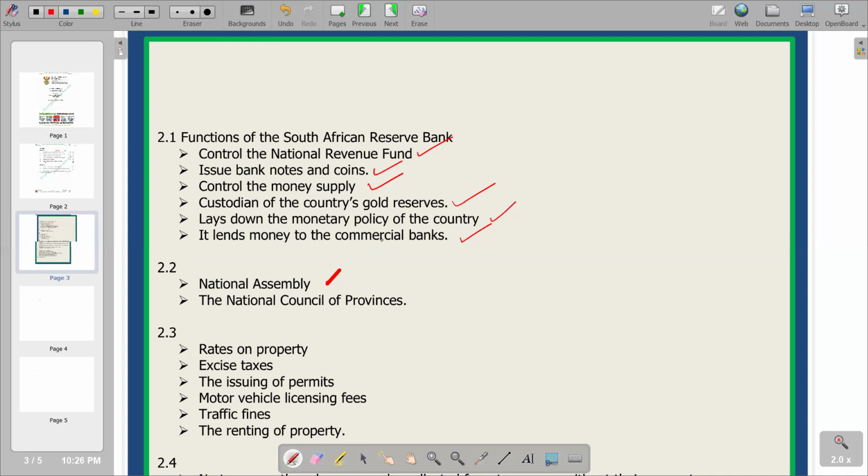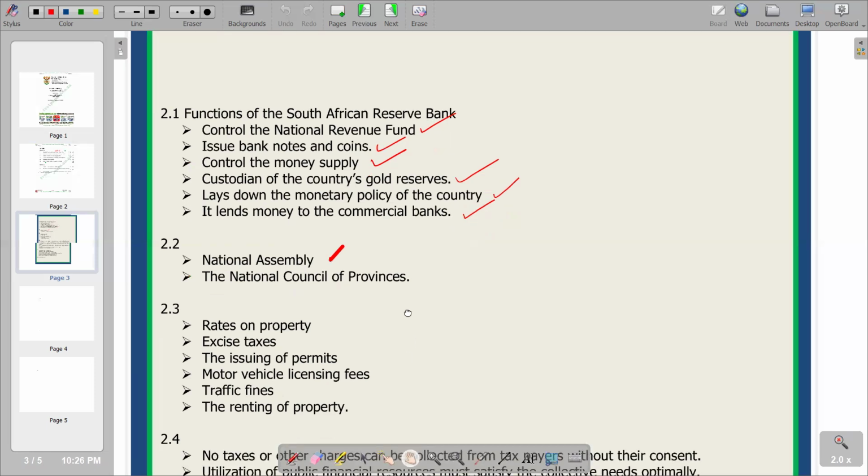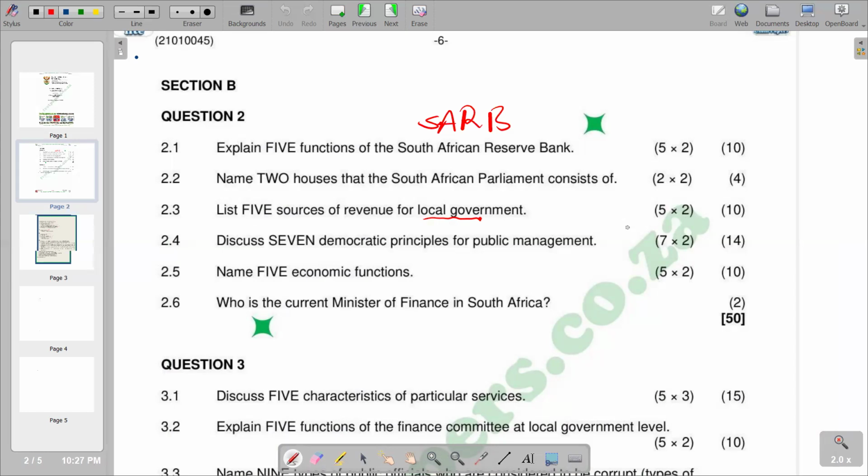So basically, this is what we have in terms of the houses of parliament. Now we can move on to the next part, which reads: list 5 sources of revenue for local government. We can take note that it's specific, and the question requires a local government point of view. We have the sources also mentioned in our answer section, whereby the first one, rates on property, can be a source. We also have licensing fees, traffic fines, the renting of property.